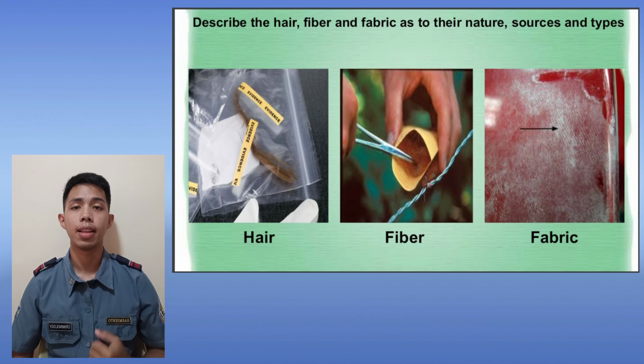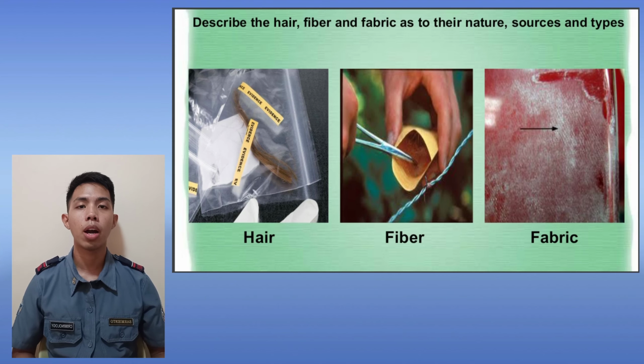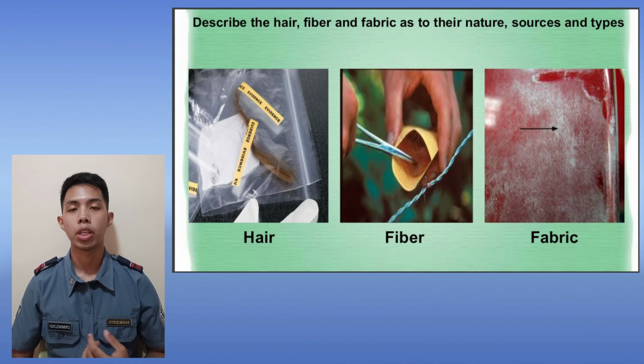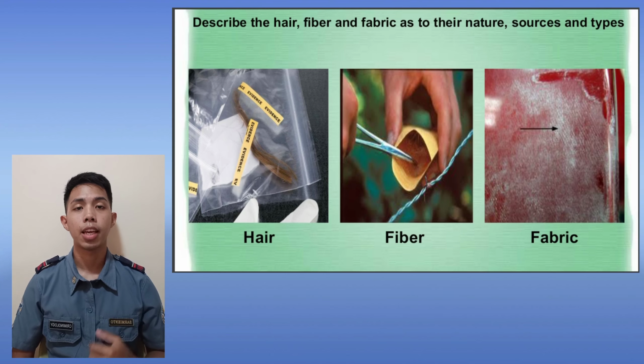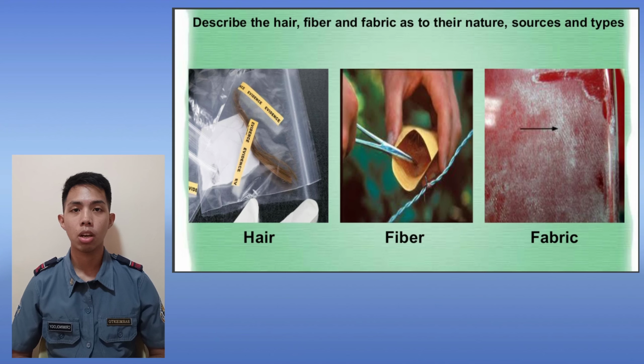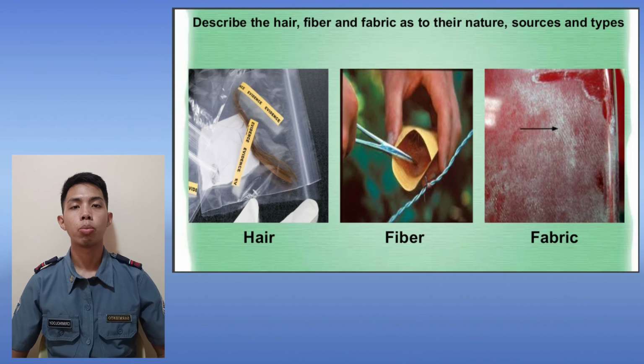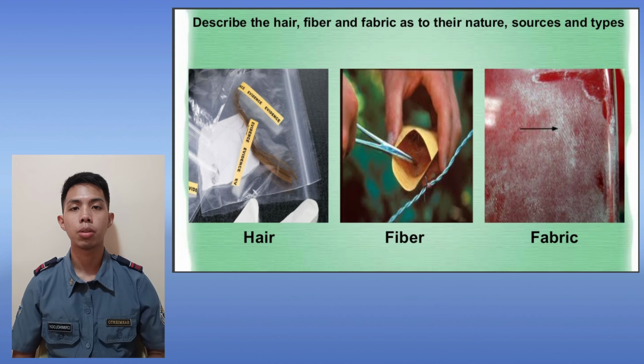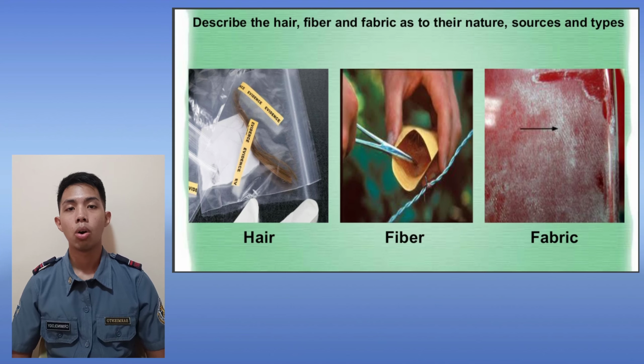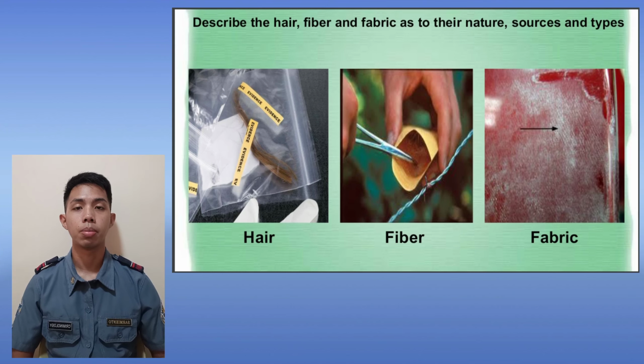The type and length of fiber affect how easily it transfers from person to person. Fibers are considered a form of trace evidence that can be transferred from the clothing of a suspect to the clothing of a victim during the commission of a crime. Fibers can also transfer from a fabric source such as carpet, bed, or furniture at a crime scene.